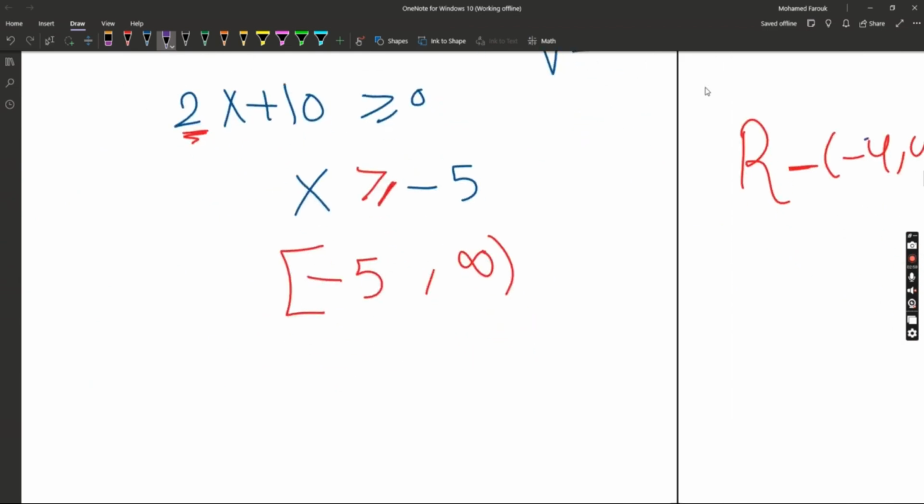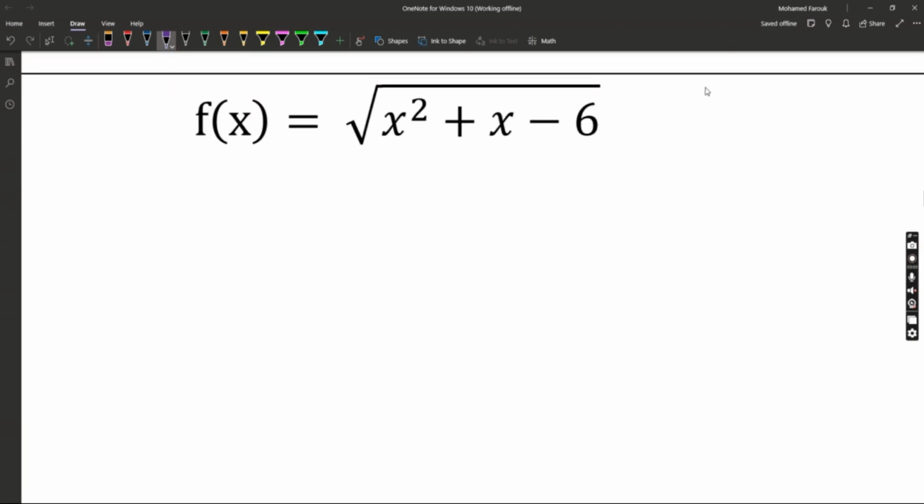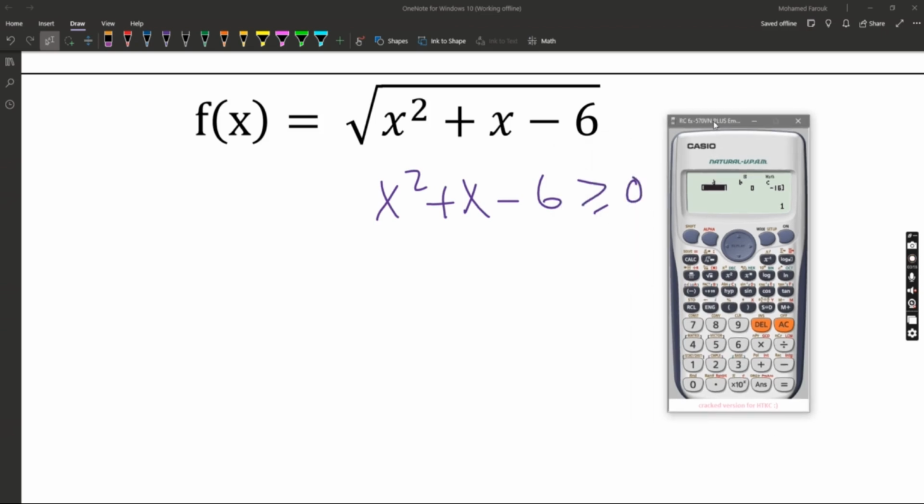Next one. Okay, this one is the same. You will just take x squared plus x minus 6 greater than or equal to 0. Use your calculator. Mode 5 is 3. The coefficient of x squared is 1. Coefficient of x is 1. The constant term is negative 6. Equals, it's 2 or negative 3.